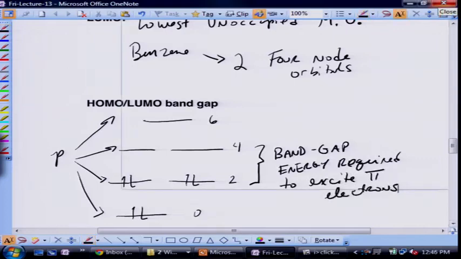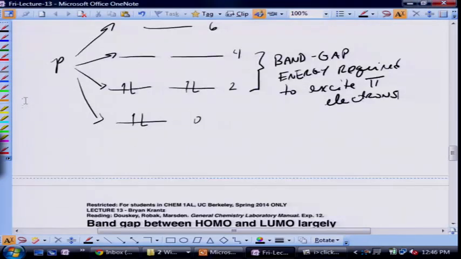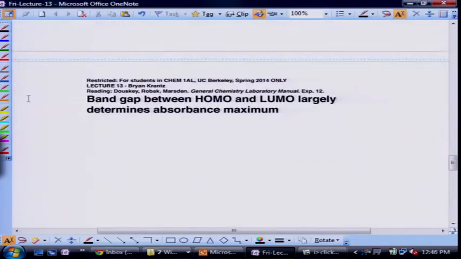Okay, so big band gap. Where's big band gap going to be on the UV-vis spectrum? Is it going to be closer to the violet or closer to the red? Yeah, big band gap closer to the violet. A small band gap closer to the red. Okay. So people say blue and red. They don't say violet. All right.